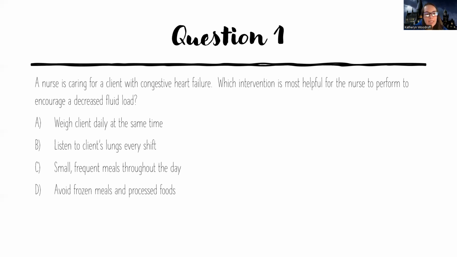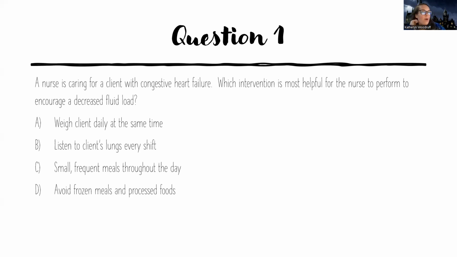Choice B: listen to the client's lungs every shift. Well, this is kind of like A. I can listen to their lungs and see that they have more or less fluid. I can see how other interventions are working, but I don't see how it's really going to help me decrease their fluid load. Listening to their lungs, I may see they have less fluid or more fluid, but again, it's not going to actually change the amount of fluid in their body.